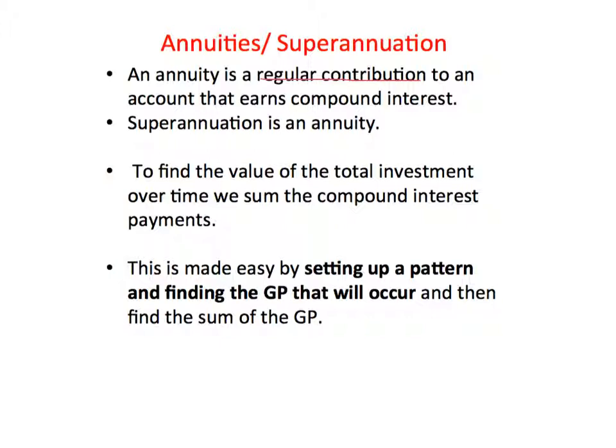So you're earning compound interest on each single contribution. To find the value of the total investment, we are going to add up all of those different compound interest payments. That's what it's saying here. We're going to sum the compound interest payments. And when we do that, we end up with a pattern. You'll find that there is a GP in that pattern. Because we're adding up these GPs, we can then use the sum of the GP to help us add up all of those regular contributions to find the value of the total investment.